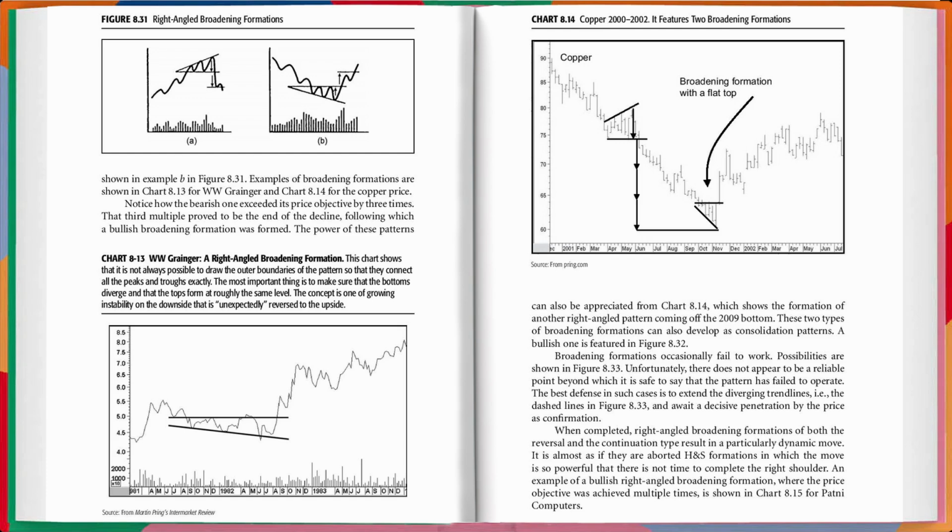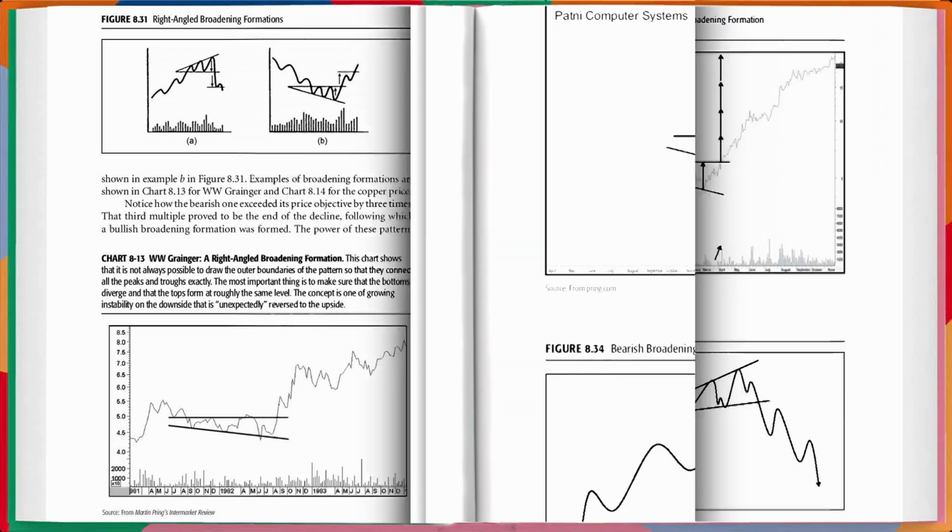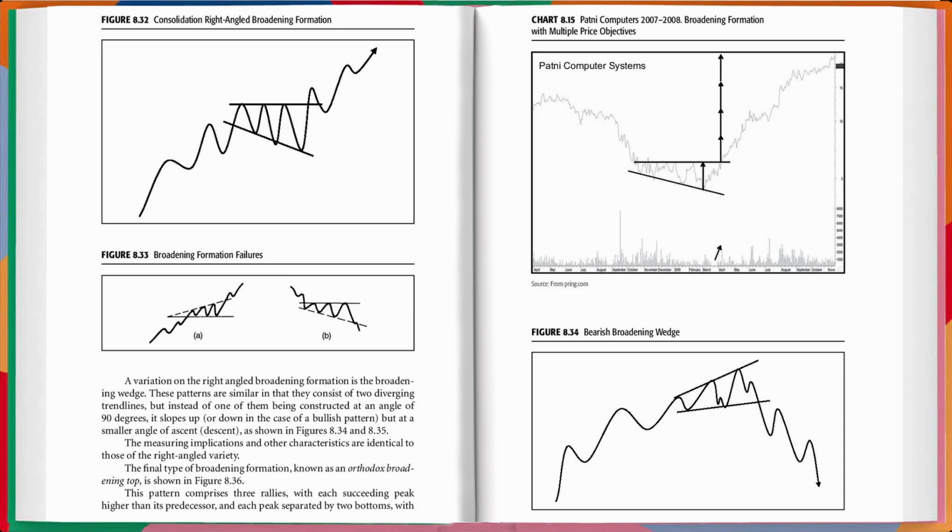When completed, right-angled broadening formations of both the reversal and the continuation type result in a particularly dynamic move. It is almost as if they are aborted H and S formations in which the move is so powerful that there is not time to complete the right shoulder. An example of a bullish right-angled broadening formation, where the price objective was achieved multiple times, is shown in Chart 8.15 for Patni computers. A variation on the right-angled broadening formation is the broadening wedge.